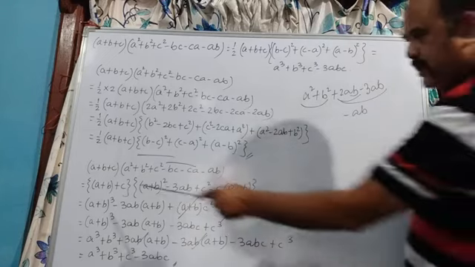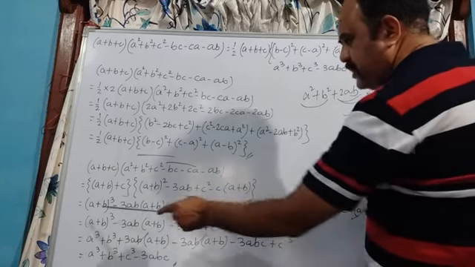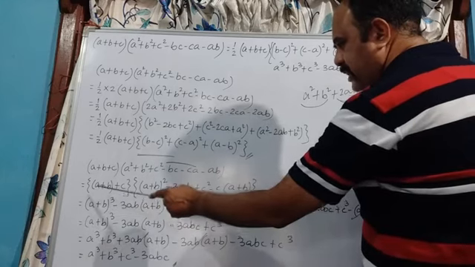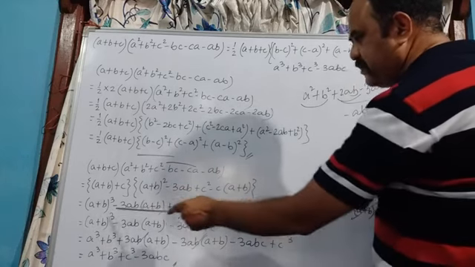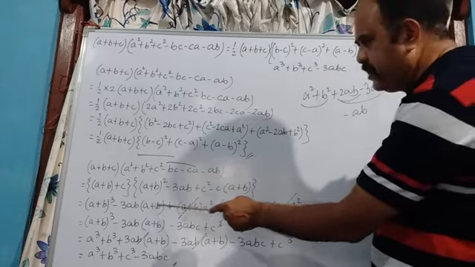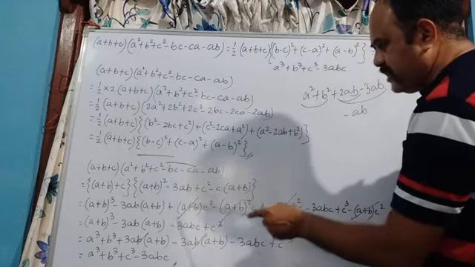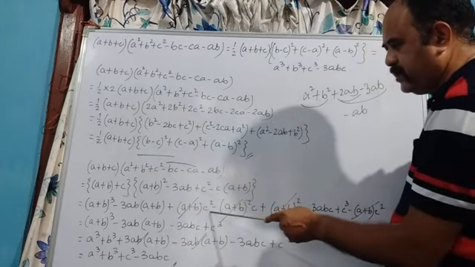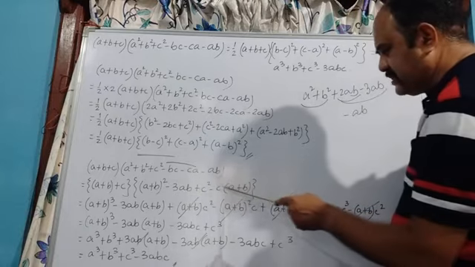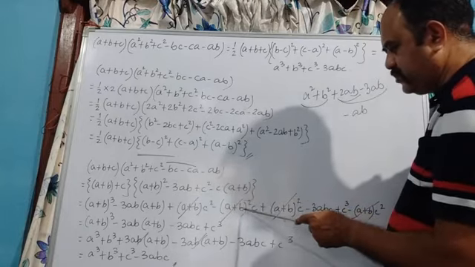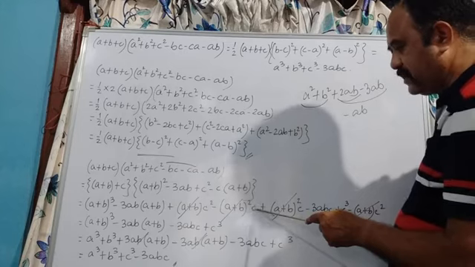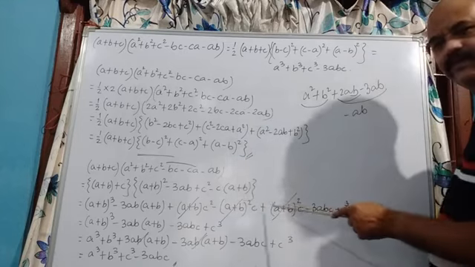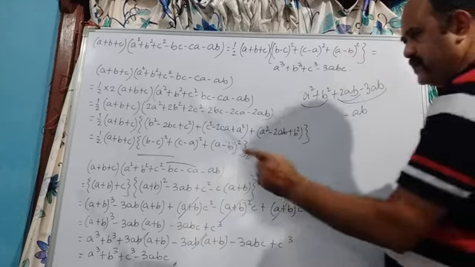Now you see, (a + b) into (a + b)² is (a + b)³. (a + b) into −3ab is −3ab(a + b). (a + b) into +c² is (a + b)c². Then again (a + b) into −c(a + b) is −(a + b)²c. I have written c to the other side. Okay, with a + b done.